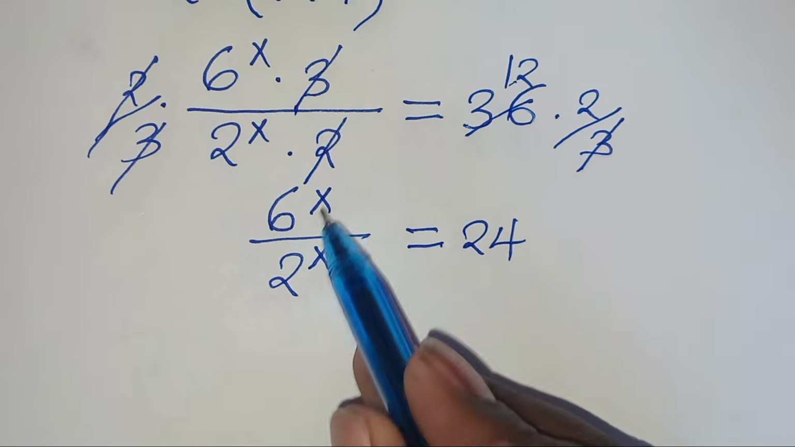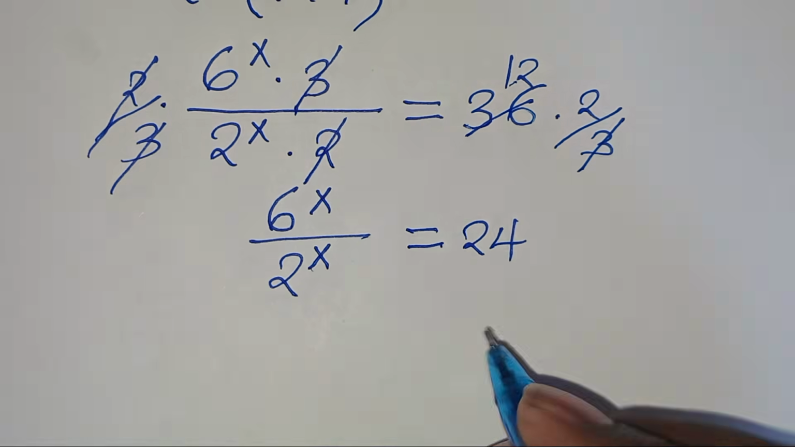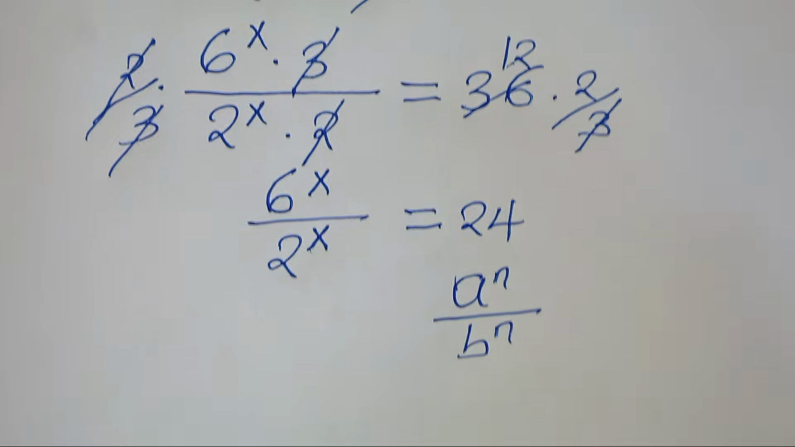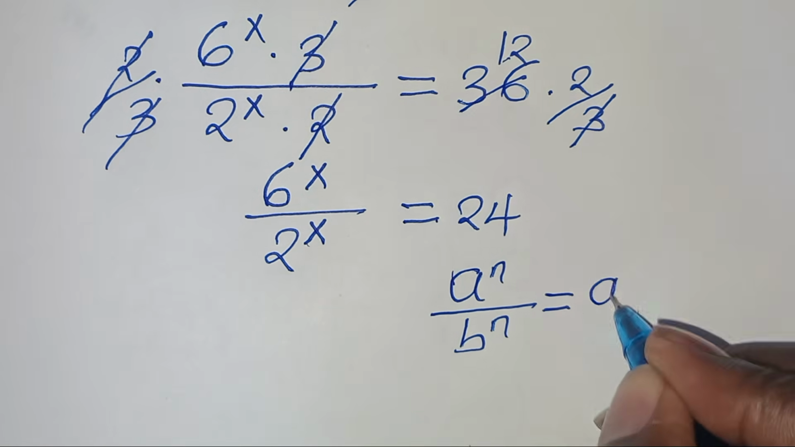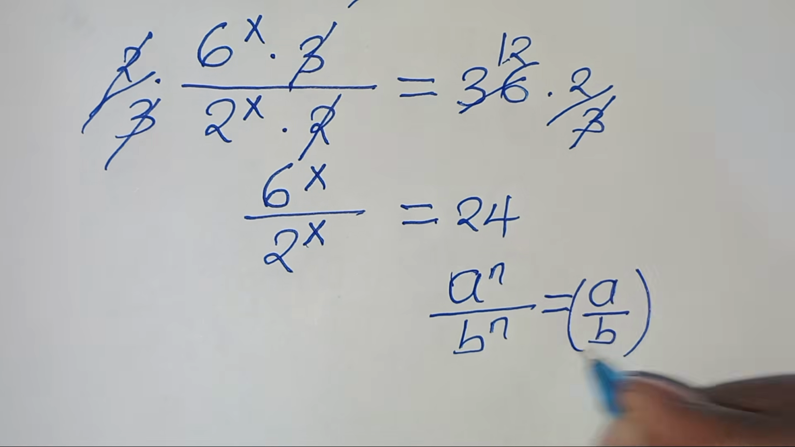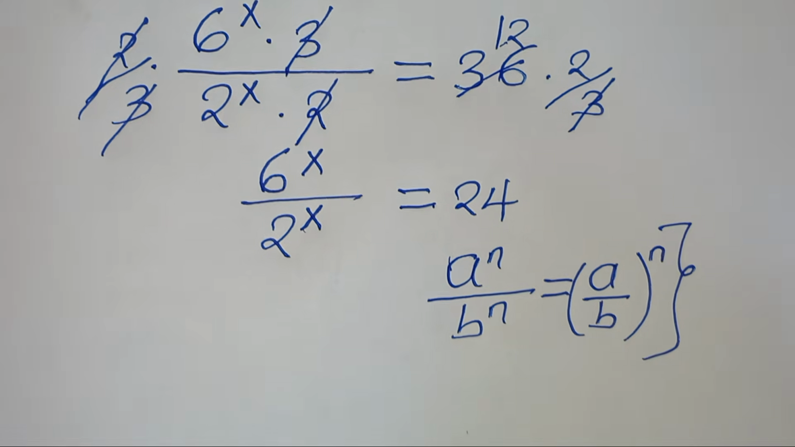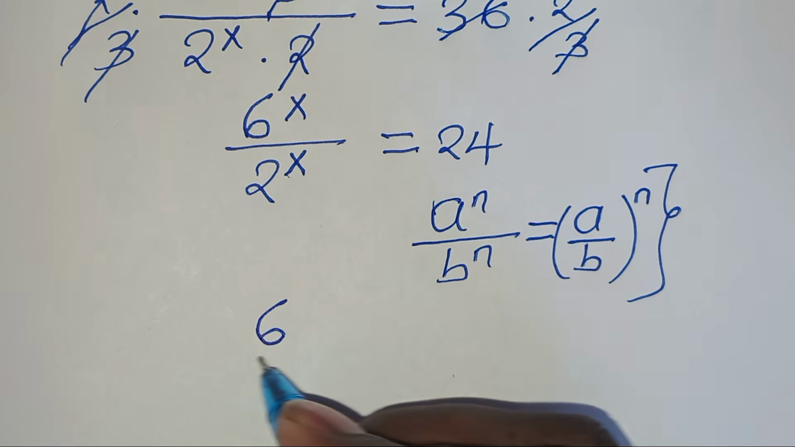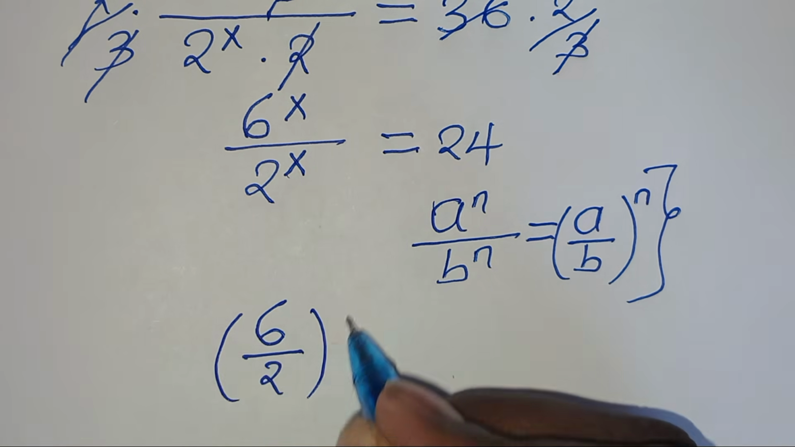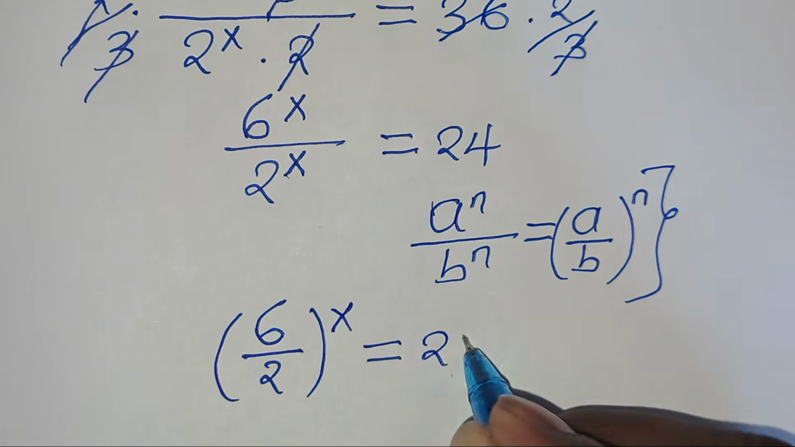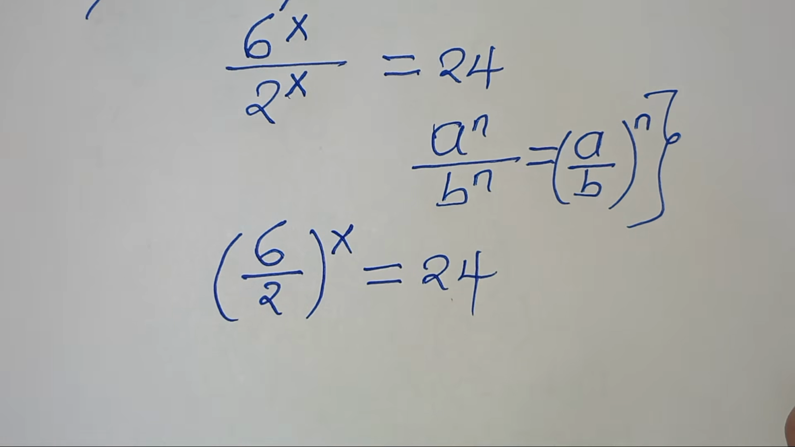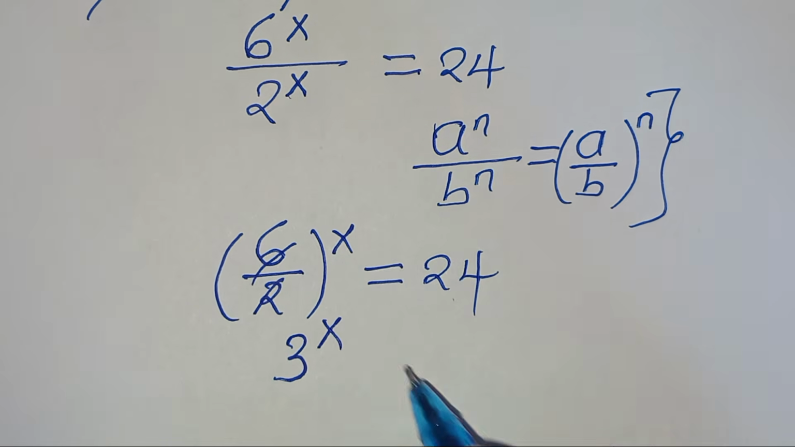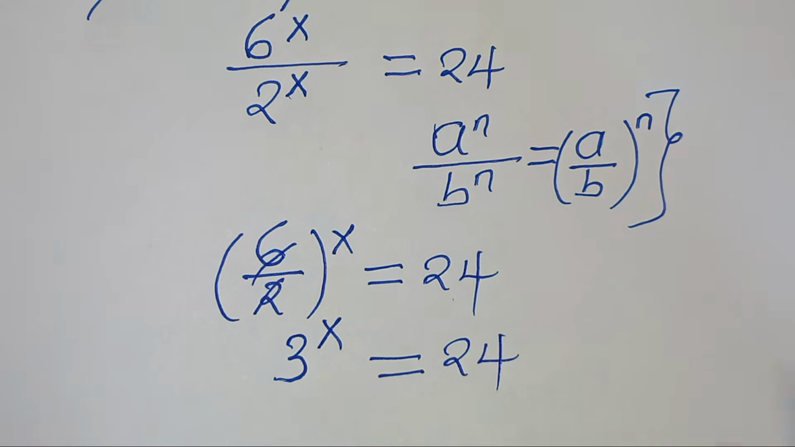The next step is that 6 to the power of x divided by 2 to the power of x is in the form of a to the power of n divided by b to the power of n, which we can express as a over b raised to the power of n. Applying this property, here we have 6 over 2 raised to the power of x, which is equal to 24. Let's simplify here. 6 divided by 2 is 3. So we have 3 to the power of x equal to 24.